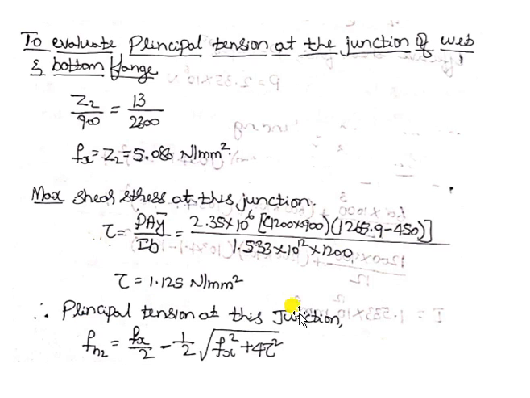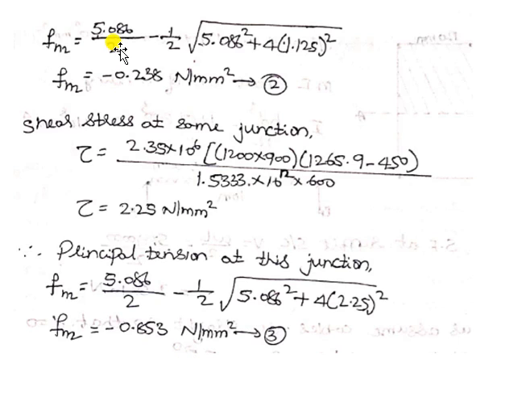So the principal tension at this junction is, with this formula and substituting the values we have calculated, Fn2 equal to minus 0.238 Newton per mm square. So this is the principal tension developed in the junction.